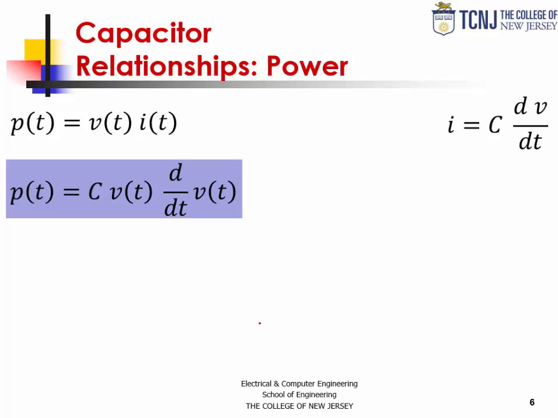The relationship for power in the capacitor is similar to a resistor. It is simply the product of the voltage and the current. The product of the voltage expression times the current expression will give us the time expression for the power. Now, recalling that the current is the capacitance times the derivative of the voltage, we have that the power related to the energy stored in the capacitor is equal to the capacitance times the voltage expression times the derivative of the voltage.